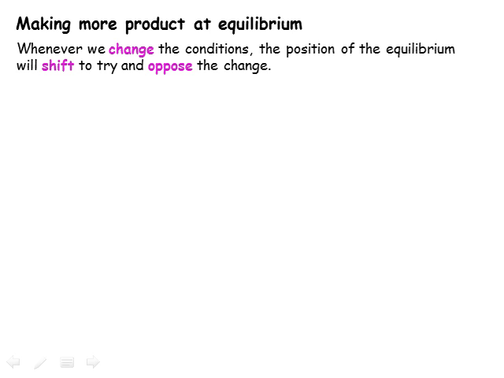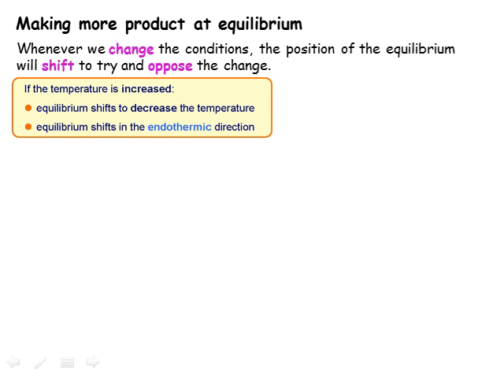So we need to understand how the position of equilibrium will change when we make a change to the conditions, so that we can choose which conditions will give us the best position of equilibrium, usually to give us as high a yield of the products as possible. The principle that drives the position of equilibrium is that when we make a change to the conditions, the position of equilibrium shifts to minimise the effect of that change.